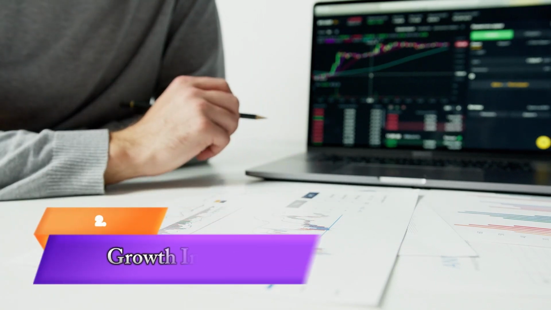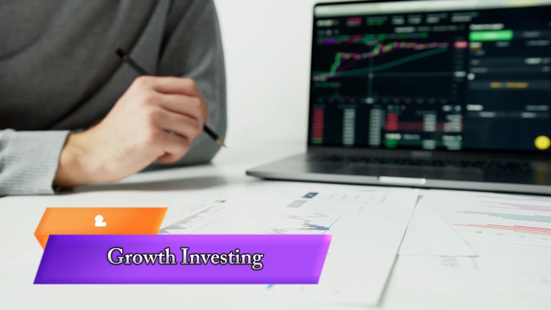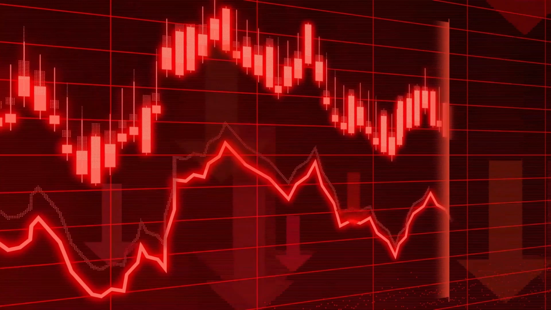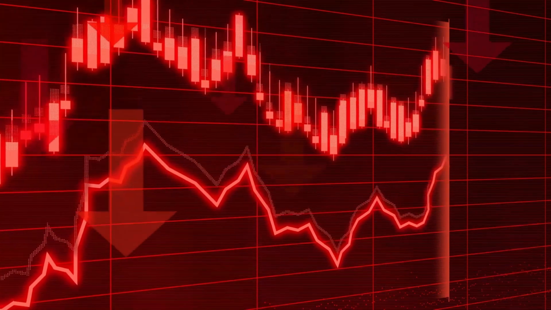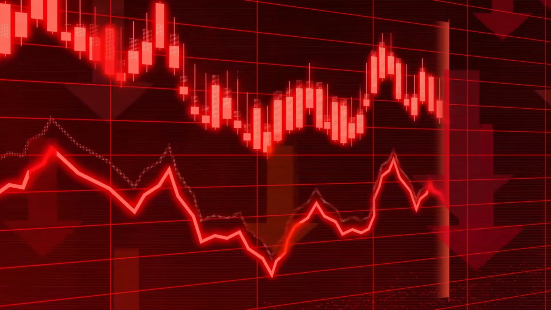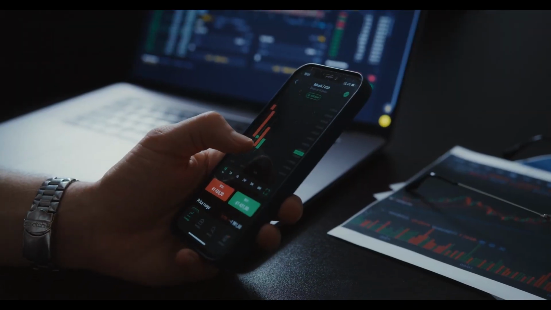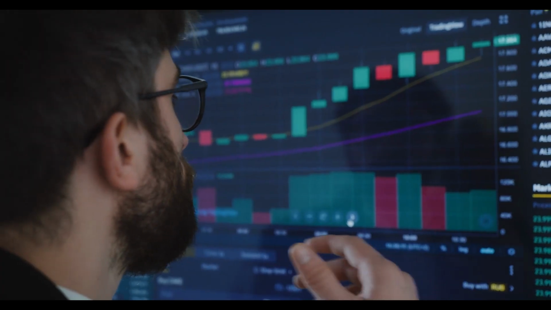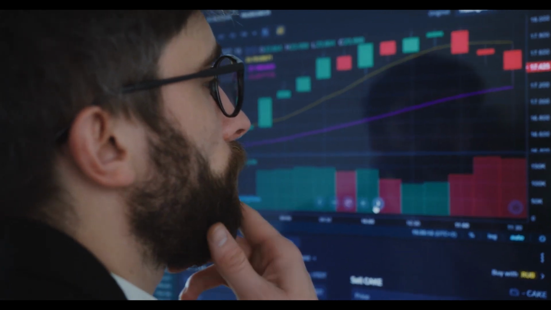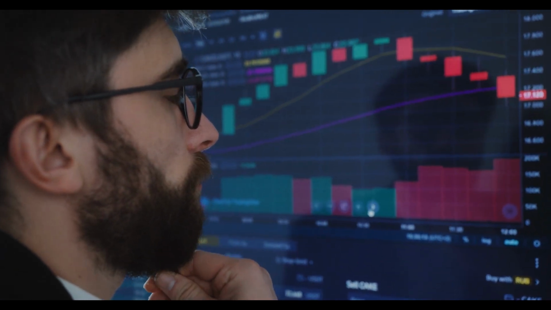Growth investing. Another strategy is growth investing. This strategy involves investing in companies that are expected to grow at a faster rate than the overall market. Growth investors look for companies with strong earnings growth and a high potential for future growth. The goal is to invest in companies that will grow in value over time.